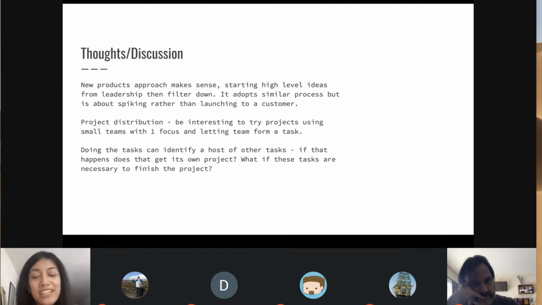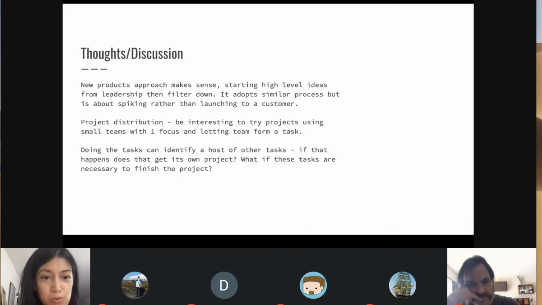But yeah, that's actually the end of the chapter. So my thoughts and discussion questions. The new products approach makes sense to me, starting with high-level ideas from the leadership team and then filtering it down, once they have a proper vision for the product and they're sure that it's going to solve the problem. It does adopt a similar process, but it's about flagging rather than launching to a customer. So all the fine details will be up to developers during actual cycles.